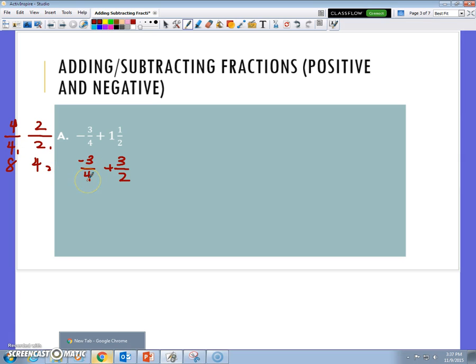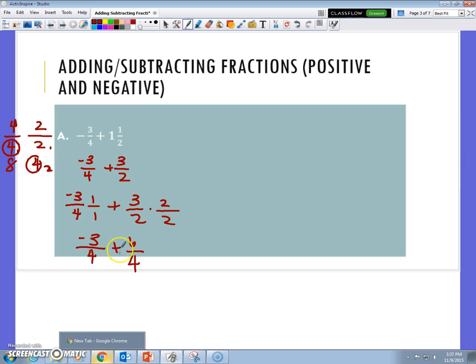So negative 3/4 I can leave as negative 3/4. I'm going to multiply it by, since this 4 is the first multiple and is the least common multiple, 1 over 1. I'm going to put a plus sign, and I'm going to take 3/2 times 2, because 4 is the second multiple. And the whole point of this is to get our common denominator. So now I have negative 3/4 plus 6/4.